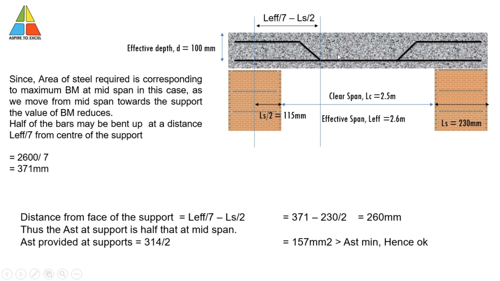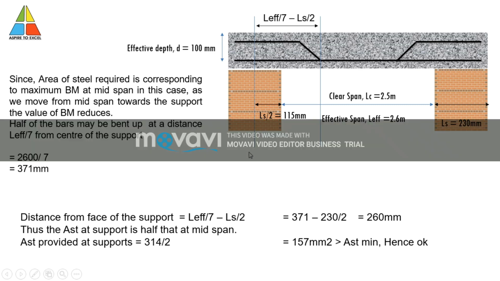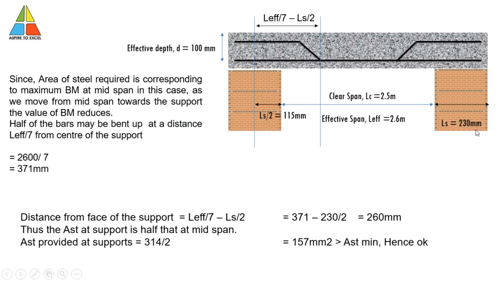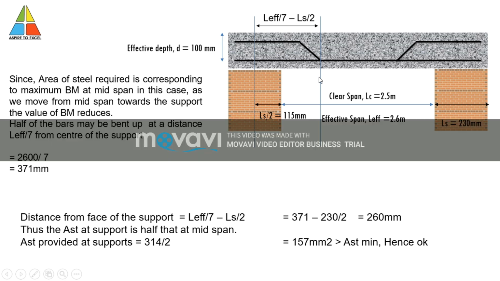At what distance do we generally bend these bars? It is L effective by 7 minus length of support by 2. So from the center of the support, this distance is going to be L effective by 7 minus Ls by 2. Ls value is given as 230, that is given in the question only. So this value, from where you will bend up the bars, is actually from the face of the support, at a distance L by 7.